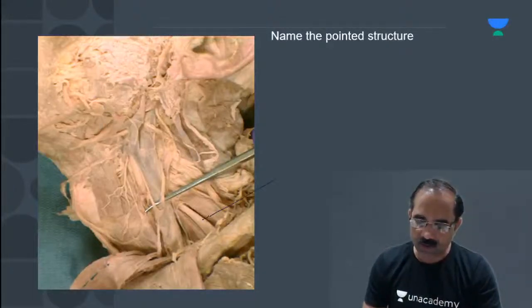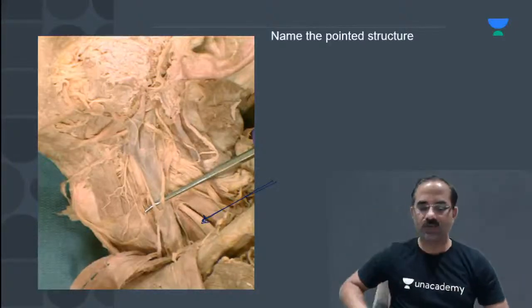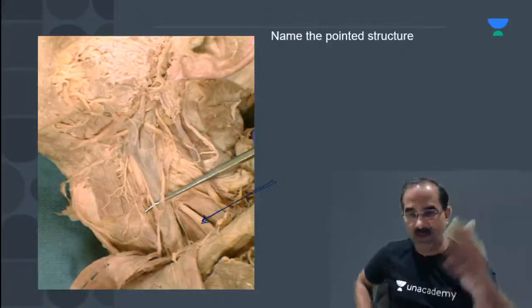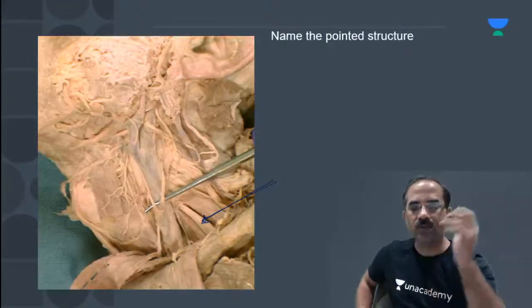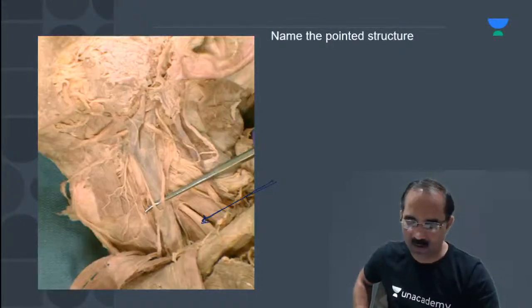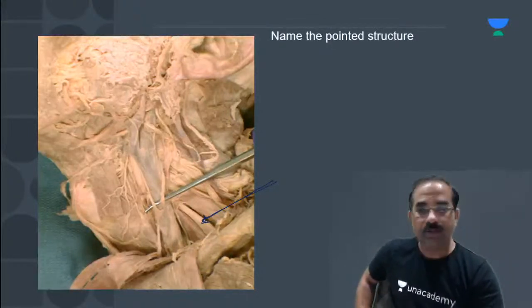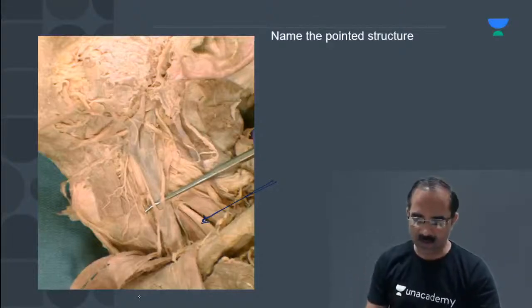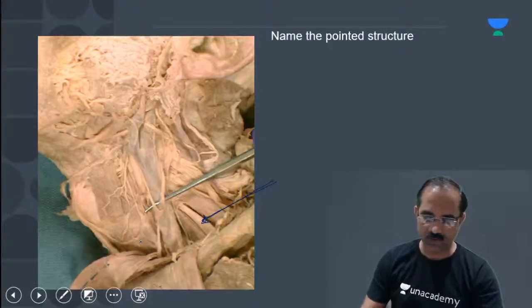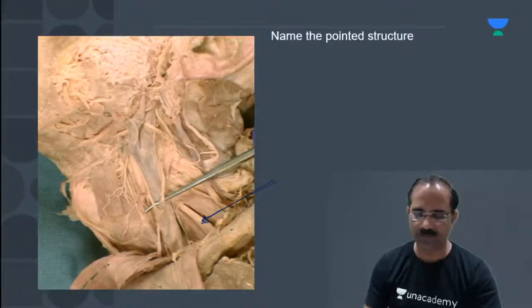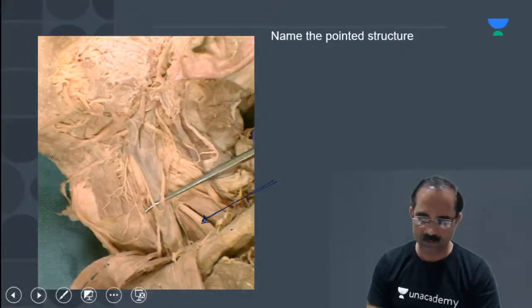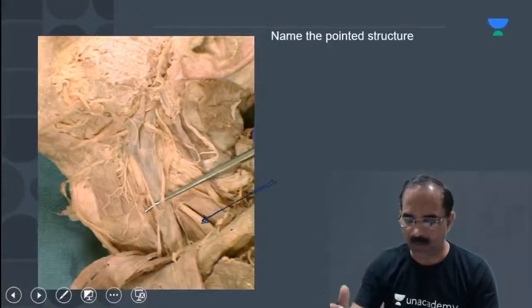Can anyone tell me what this is that I'm pointing at? As soon as you get such dissected specimens, you have to be very clear about this. What is this cord-like structure that I've pointed? No, that's not the internal carotid. The one with the blue arrow. Can you see this? I'll magnify this for you. One moment. What is this cord-like structure? Tell me, anyone? I'm not getting that magnification icon.